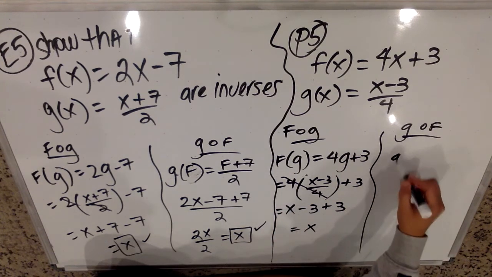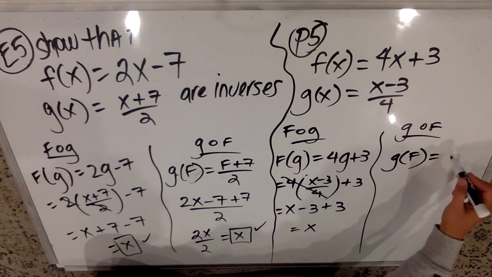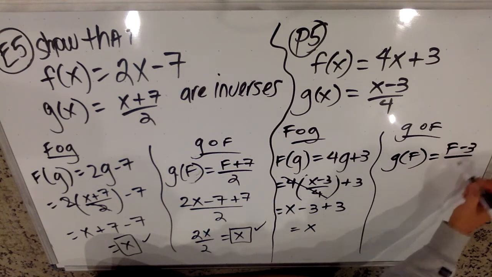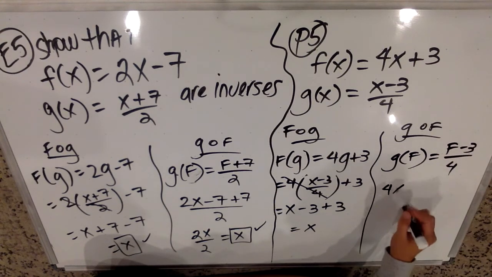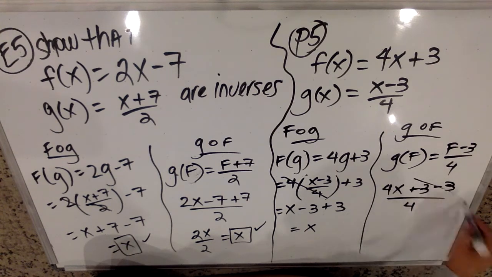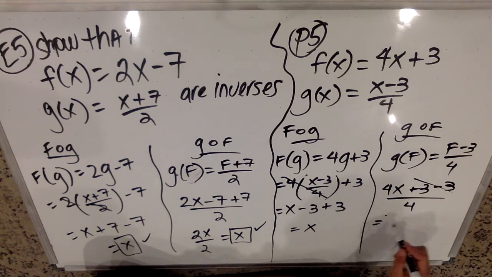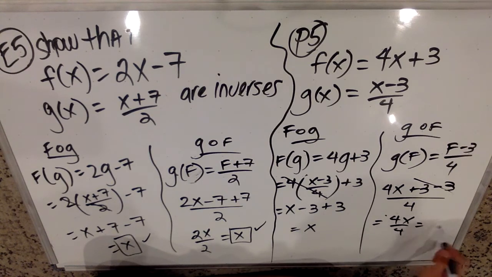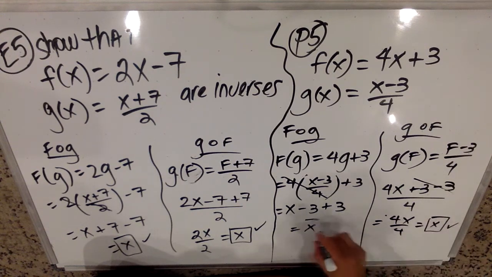And when I do g of f, right, that's going to be (f minus 3) all over 4, right, which is going to be (4x plus 3 minus 3) all over 4. The plus 3 minus 3 adds to 0, right? And so I get 4x over 4, which is definitely just an x. So again, I showed that it works.